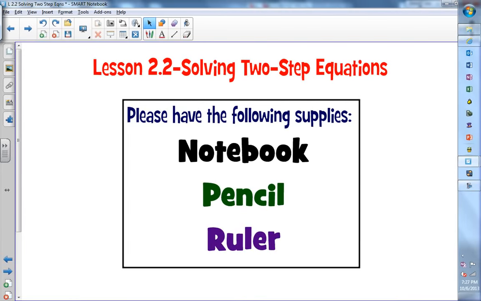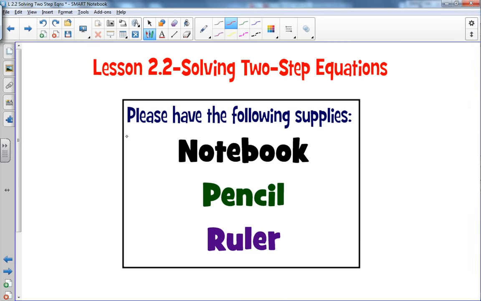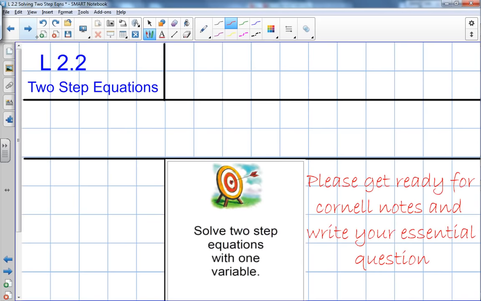Okay, today we are going to look at two-step equations. Before we get started, make sure you have your notebook, that you have a sharpened pencil and a ruler ready to go. So open your notebook to the first available page and get your paper set up for Cornell Notes.